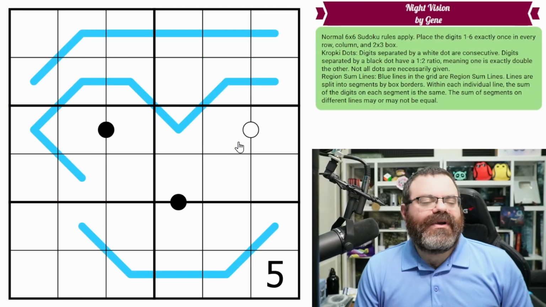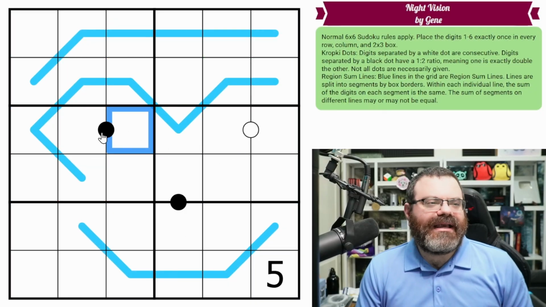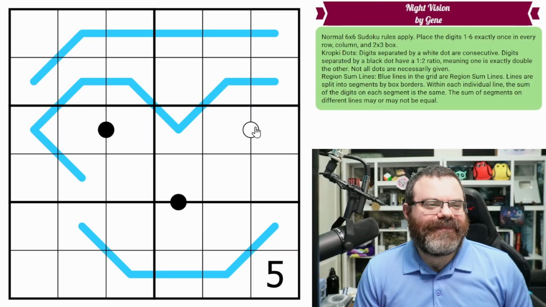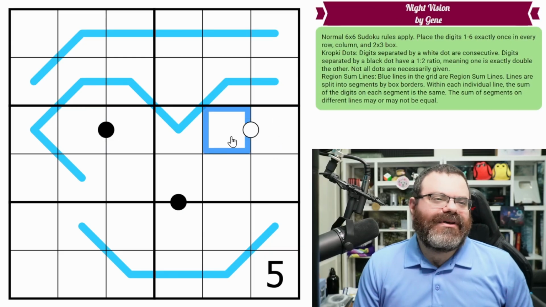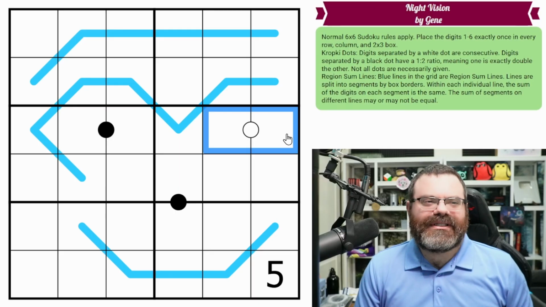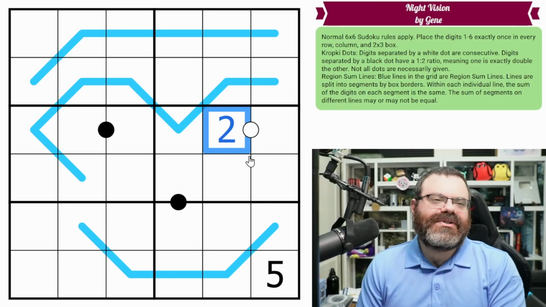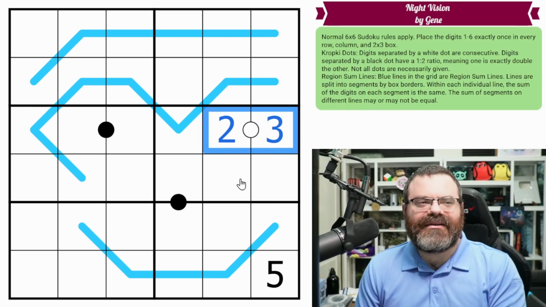All right, and then we also have these circle dots in the grid, making the eyes. It does really look like night vision goggles, doesn't it? But anyway, white dots: digits separated by a white dot are consecutive. Meaning like if this was a 2, this could be 1 because 1 and 2 are consecutive, or it could be 3 because 2 and 3 are consecutive.